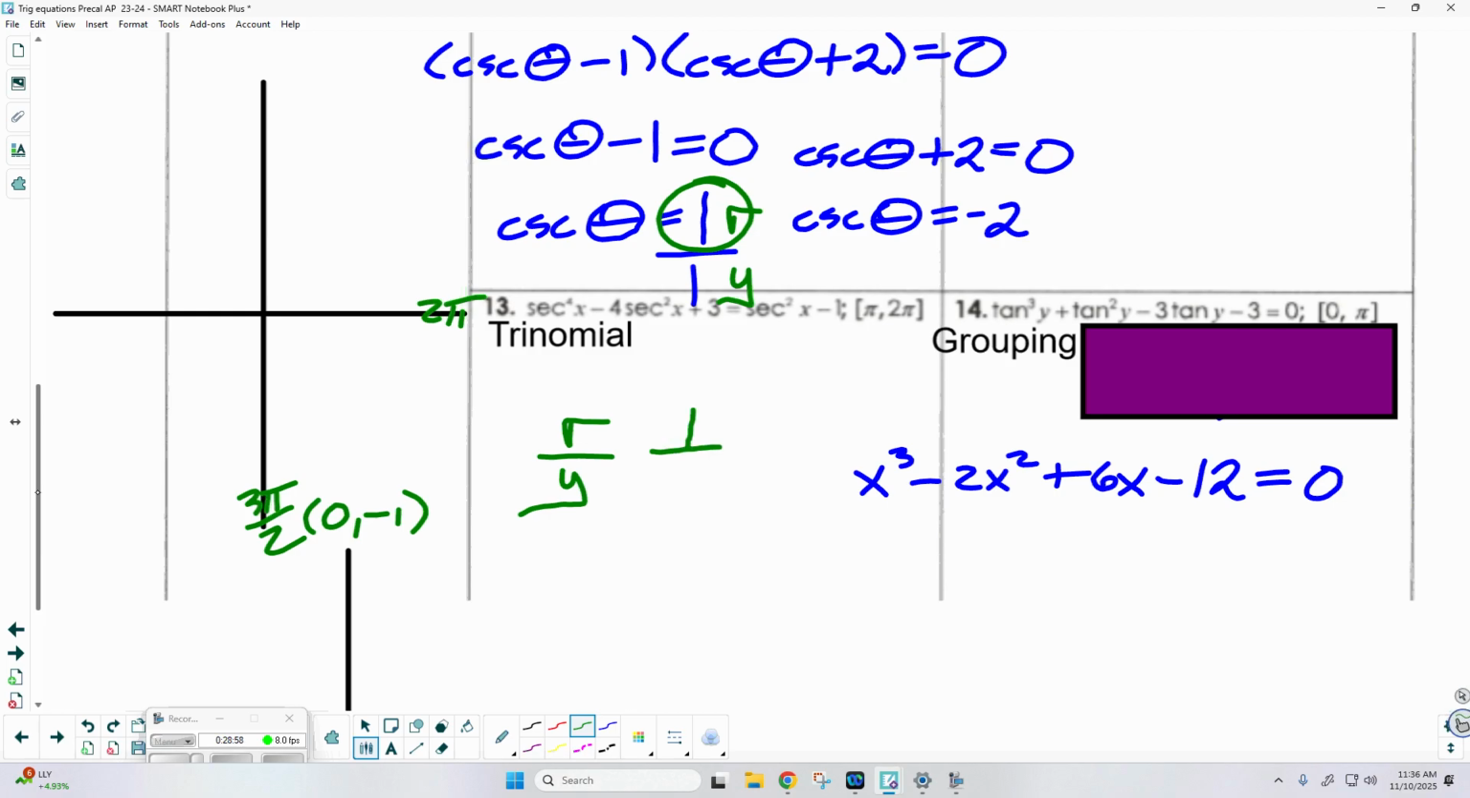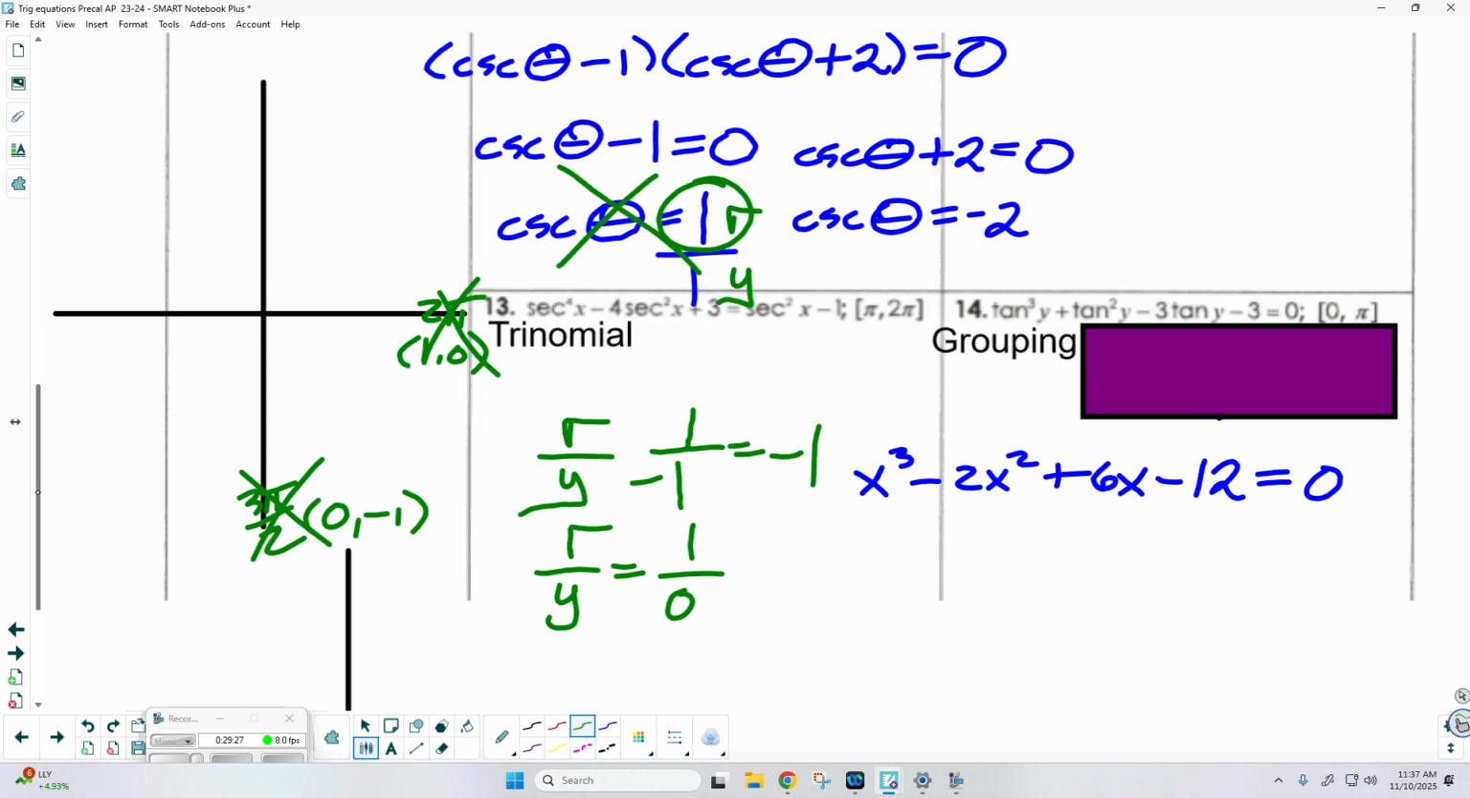Well, let's see. The radius is 1. What's the y value, though? Negative 1. So that gives me negative 1, not the positive 1 that I want. So 3 pi over 2 is not an answer. Okay. Well, does 2 pi work? Let's see. R over y. The radius is 1. What's the y value? 0. So that one becomes undefined. So unfortunately, for this cosecant equal to 1, I'm not able to get a solution on the interval they want. Sometimes it's going to happen.